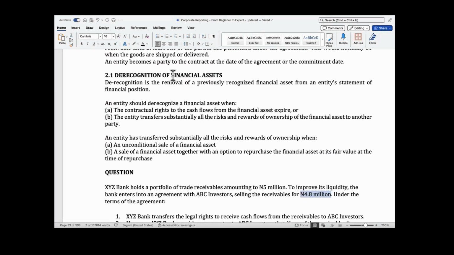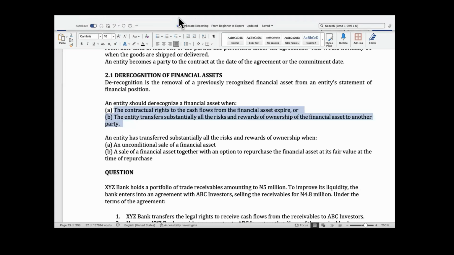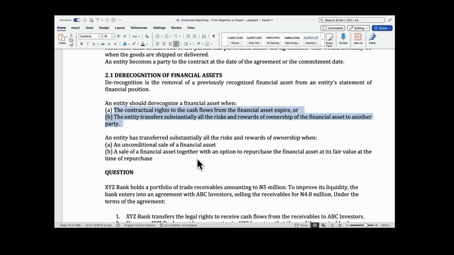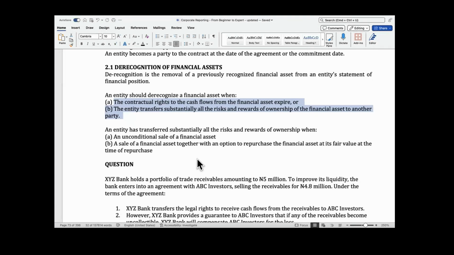Before you can derecognize a financial asset, these two must exist. If those two do not exist, you have to continue to recognize it in your books. Any questions?